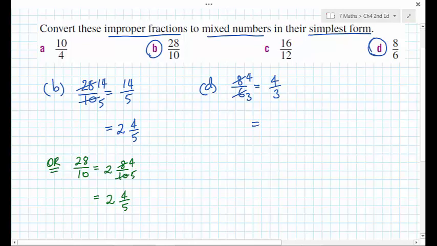I can now write this as my mixed fraction: 3 goes into 4 once. And basically 1 times 3 is 3. So that leaves 1 left over. 1 out of 3 is left over. Okay, once I've done that, that's how I can simplify these and have them as mixed numbers.